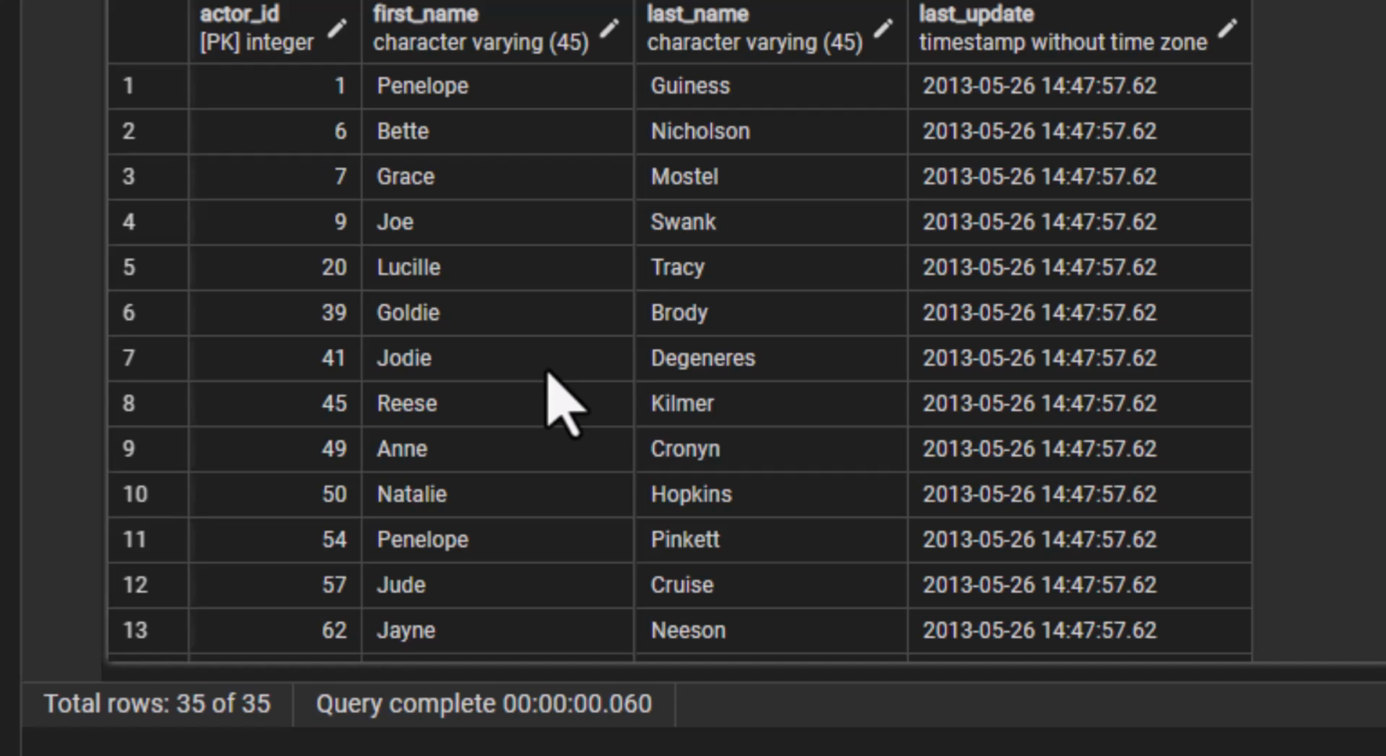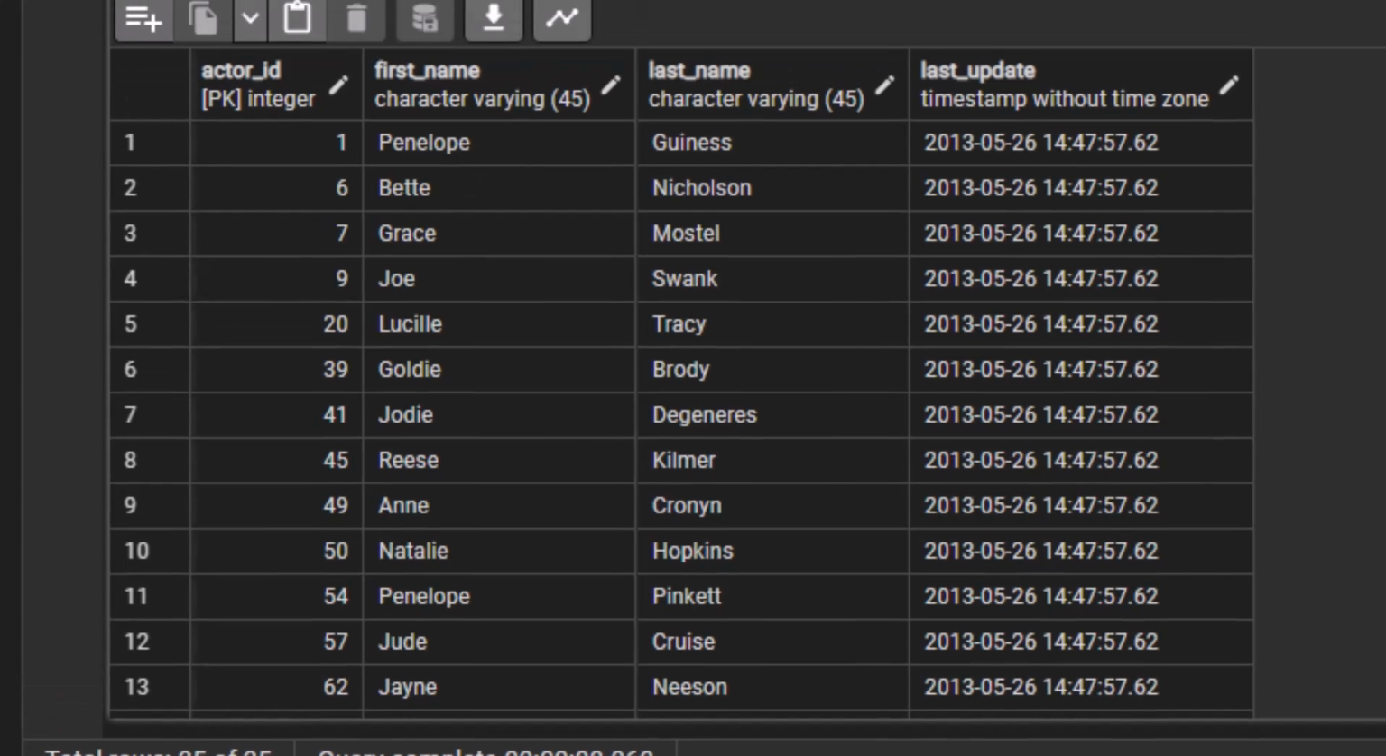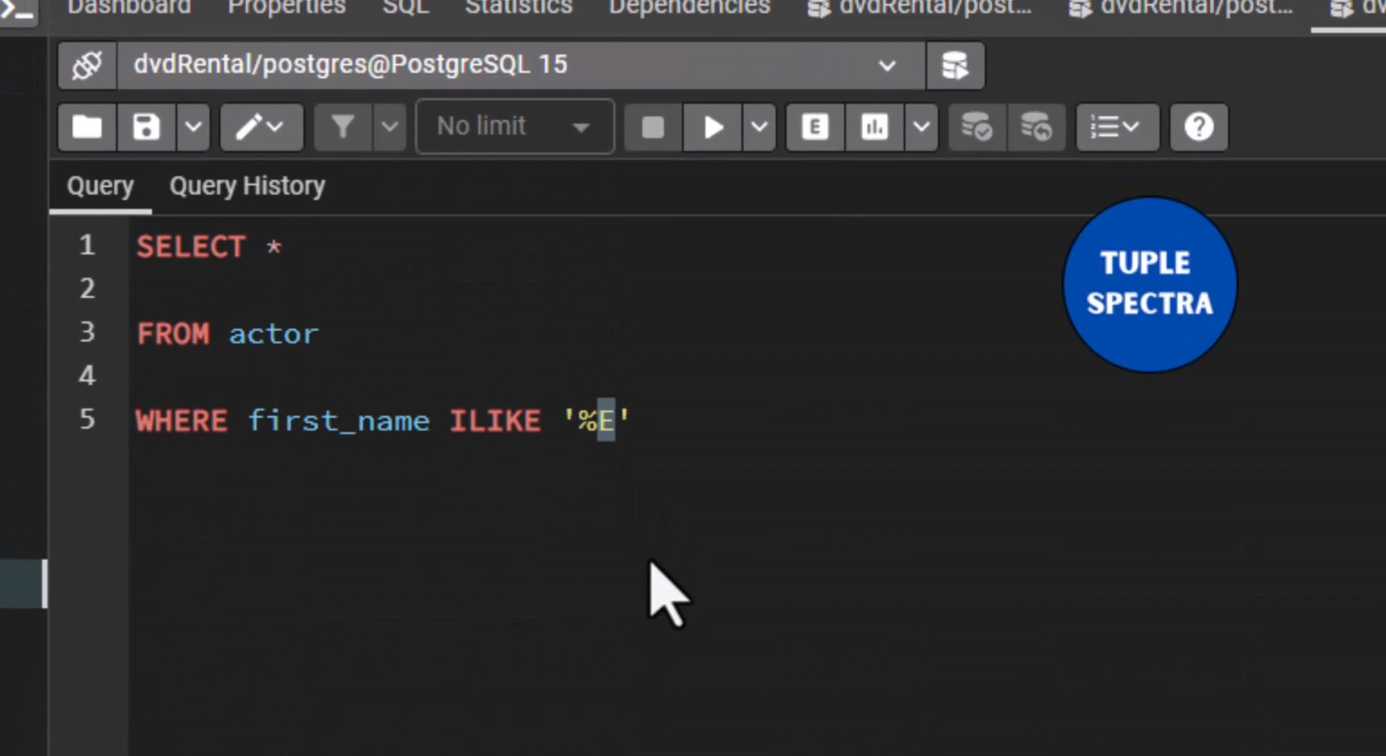You can see we have executed this. Remember what I said, ILIKE doesn't care about the case of the character. You can see that this is Penelope, right? The last character is E, and it has one or more characters before E. And you can see this E is lowercase, even though in our query we used uppercase E. ILIKE doesn't care about that. It sees uppercase E and lowercase e as E.